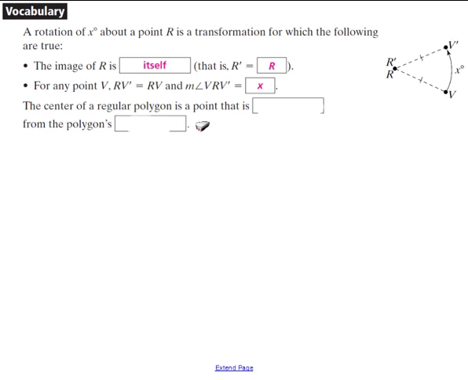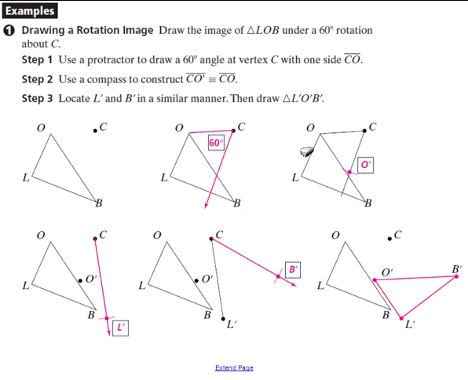It says the center of a polygon is a point that is equidistant from the polygon's vertices. And so we'll see that a lot in some of the example problems. They'll have like a hexagon and they'll look at the center and they'll talk about rotating the polygon about the center of the polygon. So we'll see some examples with that, which is why they mention it here. So let's see some more examples.